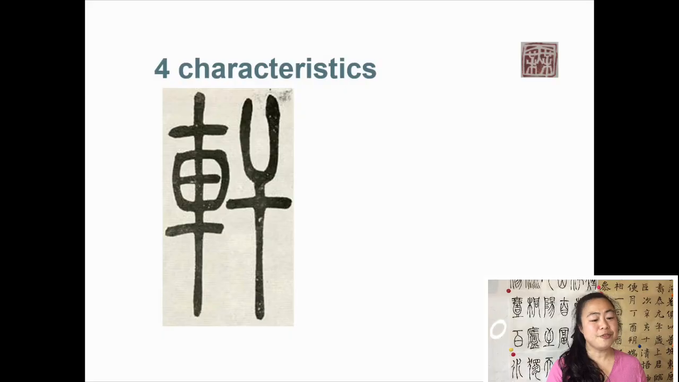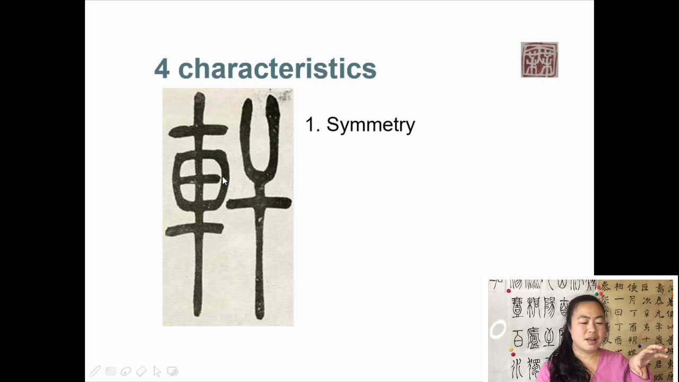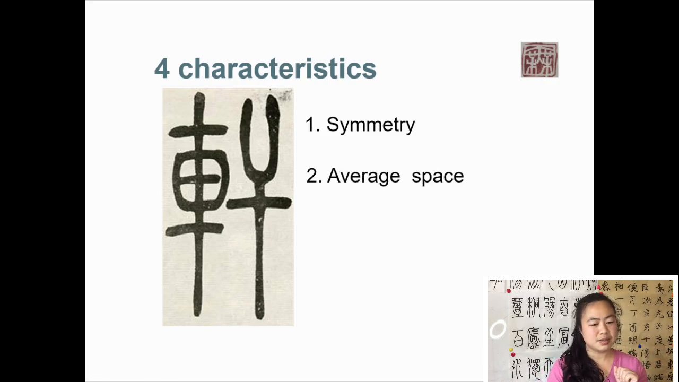Okay, now let's come to the 4 characteristics. The first one, symmetry. So when we mention symmetry, we always try to find a middle line and judge the left space and the right space, that they are nearly the same size. And number 2 is average space. When we mention average space, we pay more attention to the spaces between these horizontal strokes. So they are nearly the same distance.